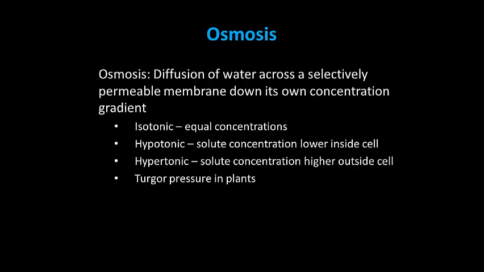Hypotonic solution is when the solute concentration is lower inside the cell, and a hypertonic solution is where the solute concentration is higher outside the cell. And this specifically relates to what's called turgor in plants. And turgor is when you have enough water in a plant for it to stand upright and not wilt.